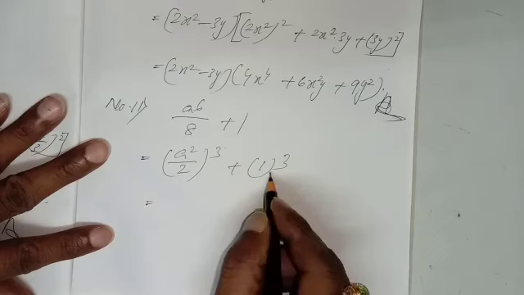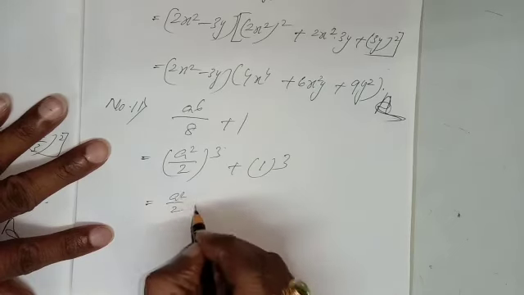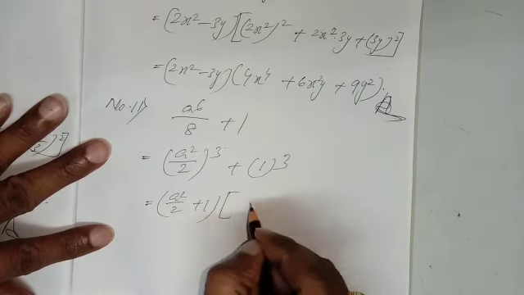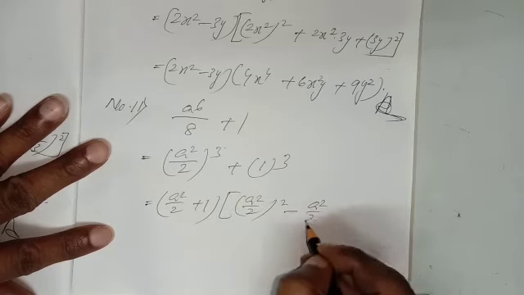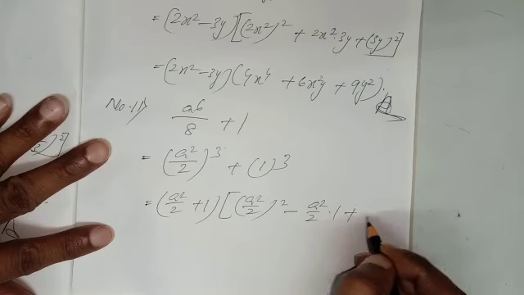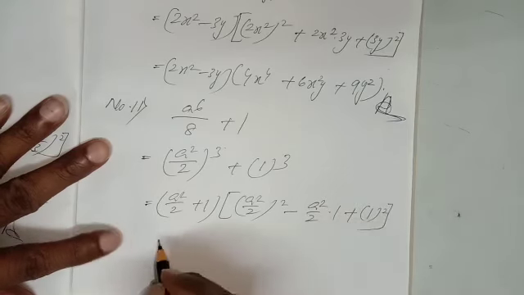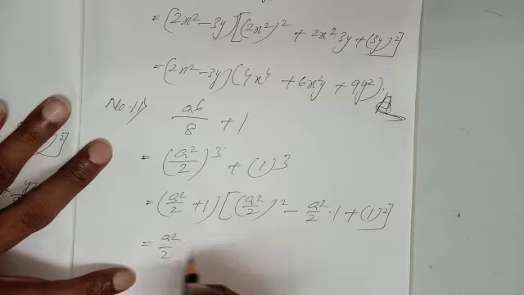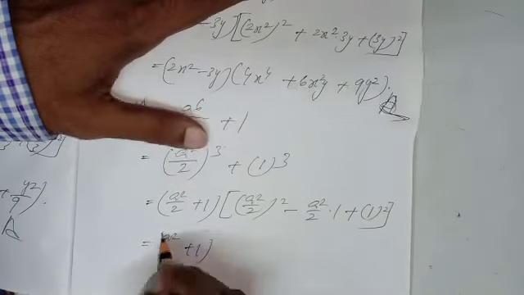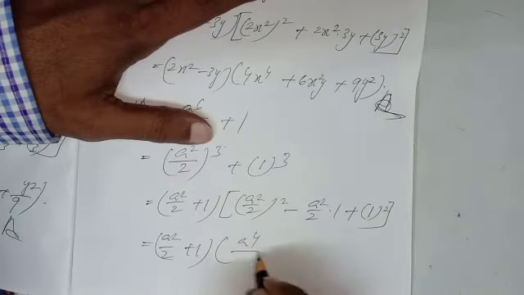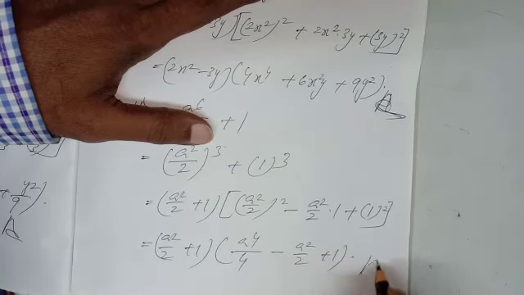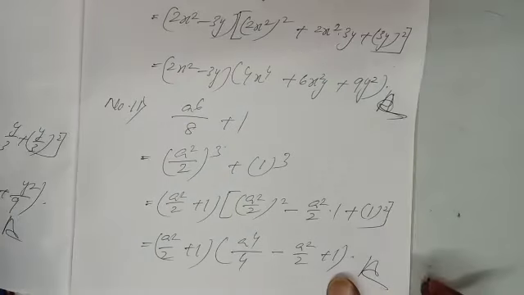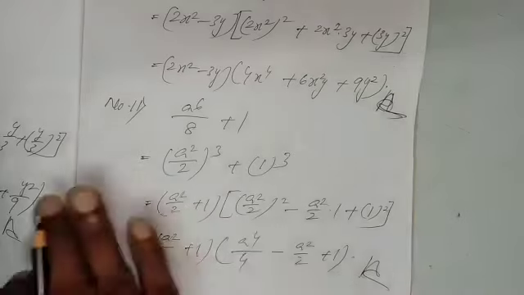The formula is the a cube plus b cube formula, that means a square by 2 plus 1, whole into a square by 2 whole square, minus ab, that is a square by 2 into 1, plus b square, that is 1 whole square. The final result coming is a square by 2 plus 1, and this is a to the power 4 by 4 minus a square by 2 plus 1. In this way I have completed 5 questions on the chapter factorization, exercise 4D, from the Innovative Math Books for your revision.